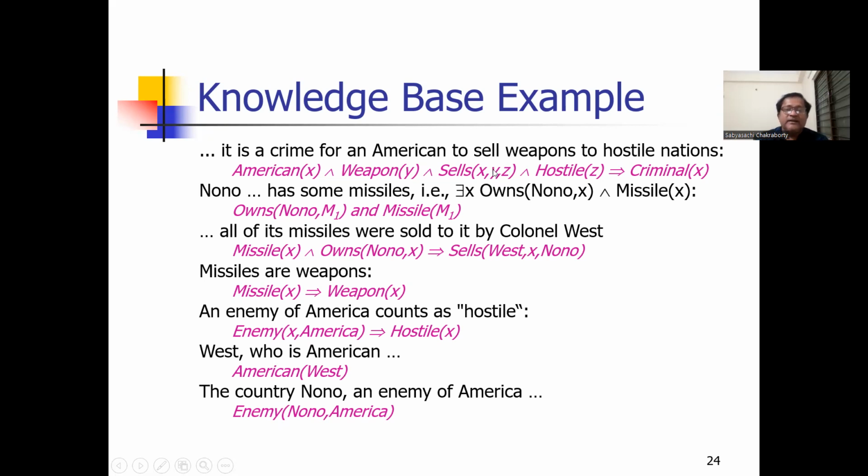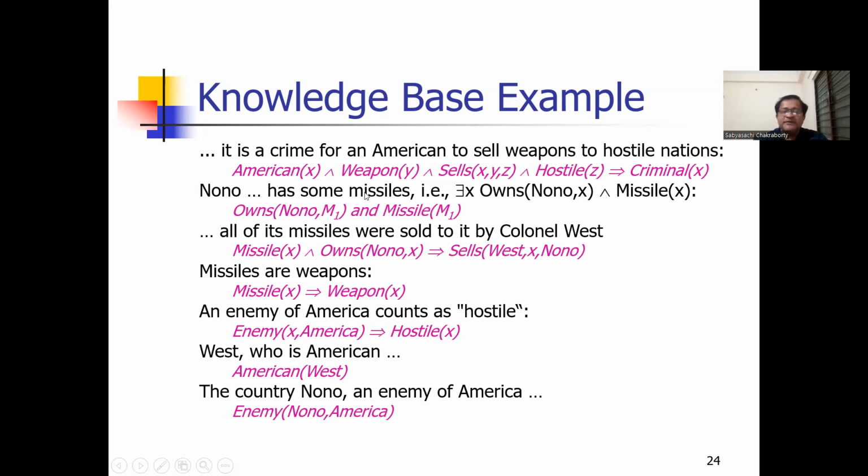Z is something to which X sells Y. Now, what is Z? Z is a hostile nation, an instance of hostile nation. So it is written as Hostile(Z), and that will imply X is a criminal. How? X is an American, Y is a weapon, X sells Y to Z, and Z is known as a hostile nation. So definitely, according to this premise, X has to be a criminal.